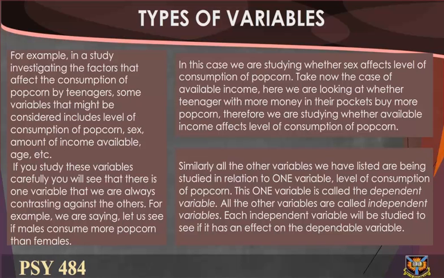Take now the case of available income. Here we are looking at whether teenagers with more money in their pocket buy more popcorn. Therefore, we are studying whether available income affects level of consumption of popcorn. Similarly, all the other variables we have listed are being studied in relation to one variable, level of consumption of popcorn. This one variable is called the dependent variable. All the other variables are called independent variables. Each independent variable will be studied to see if it has an effect on the dependent variable.